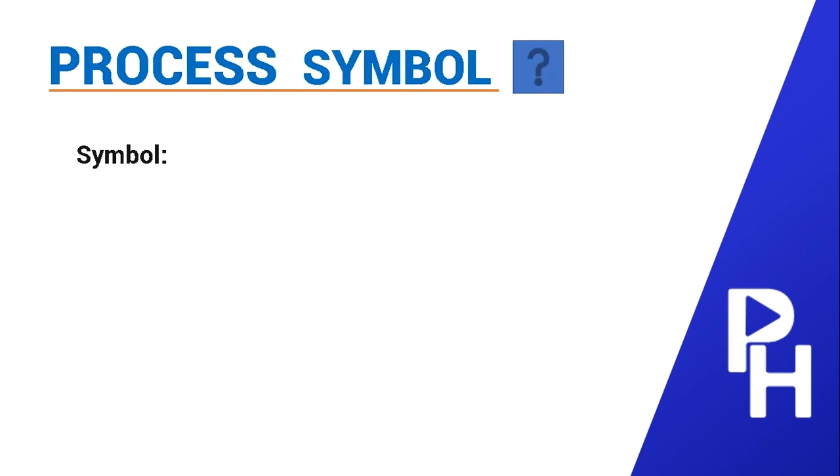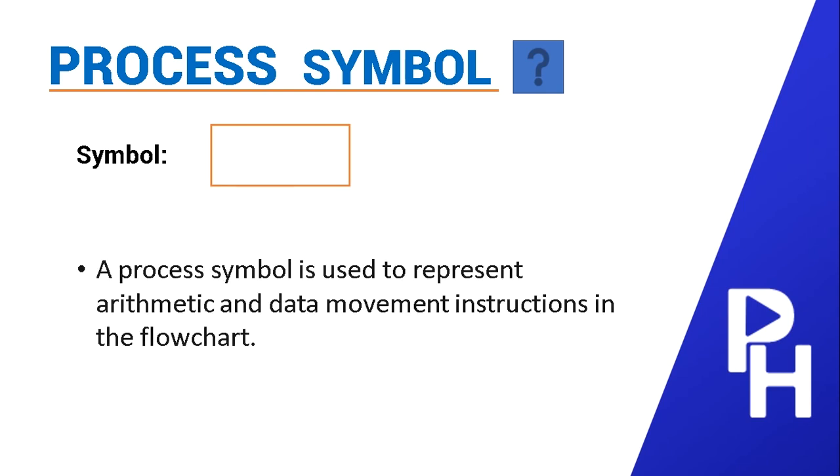And then the process symbol is a rectangle. A process symbol is used to represent arithmetic and data movement instructions in the flowchart.